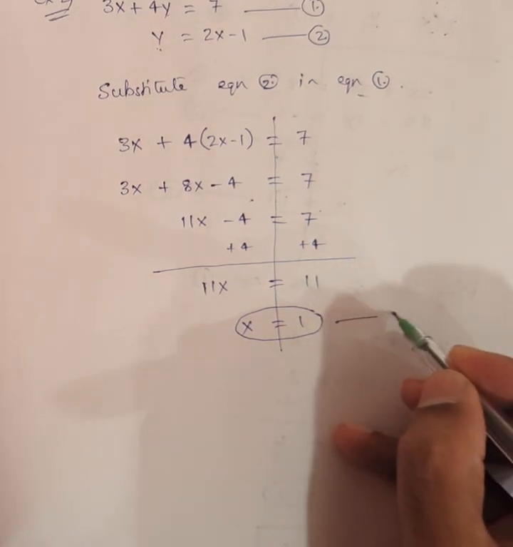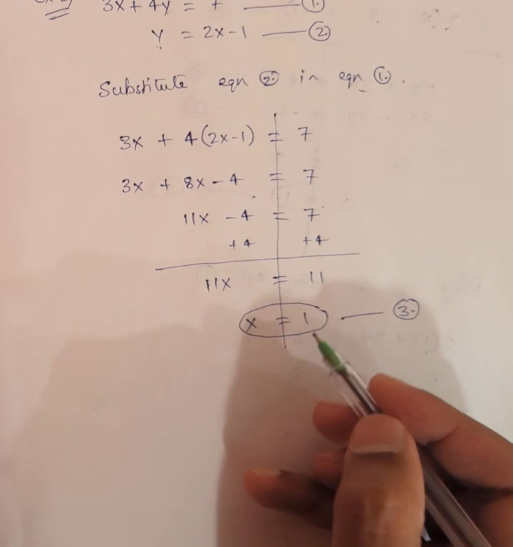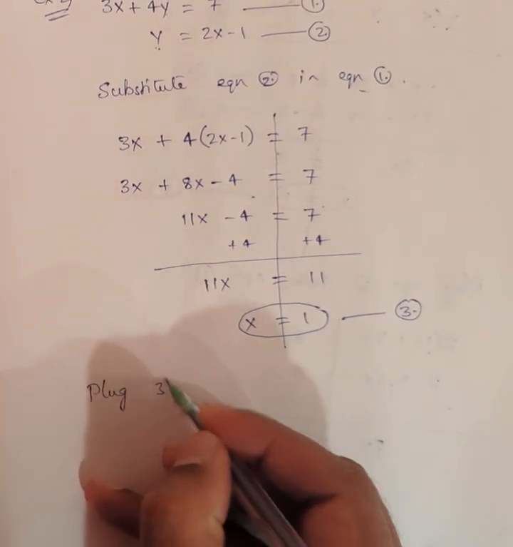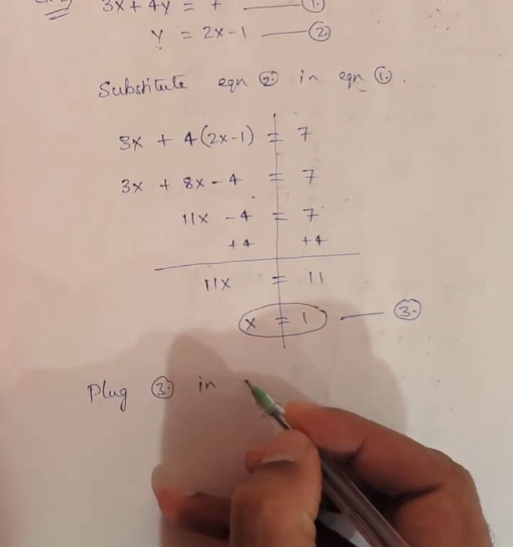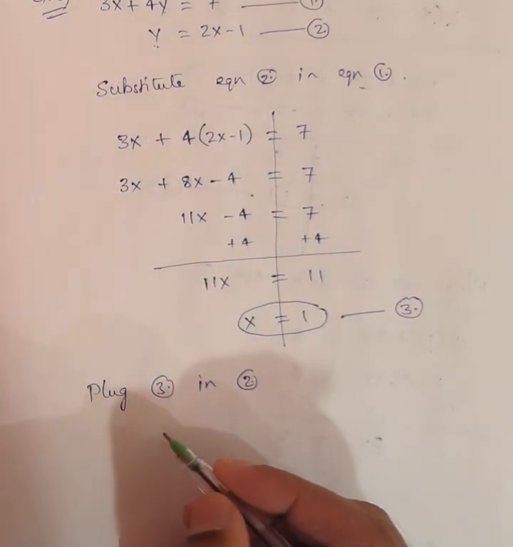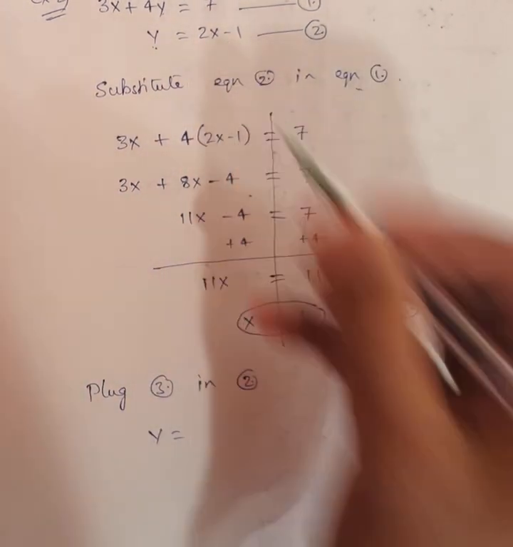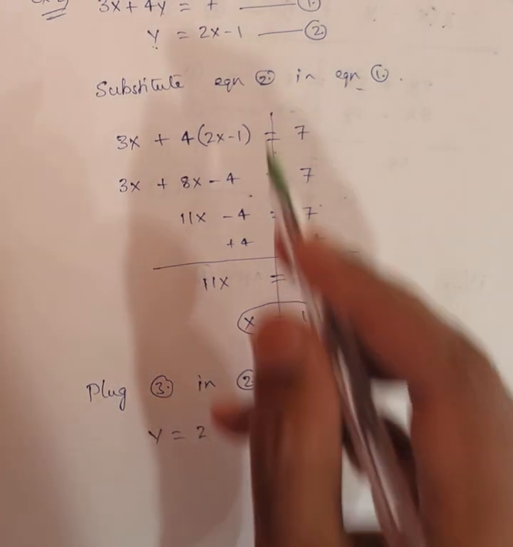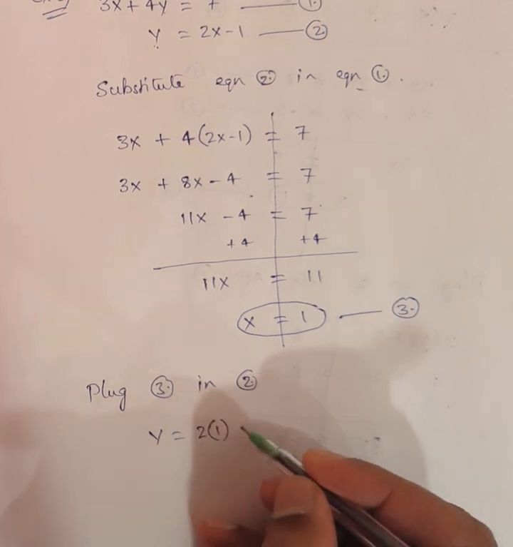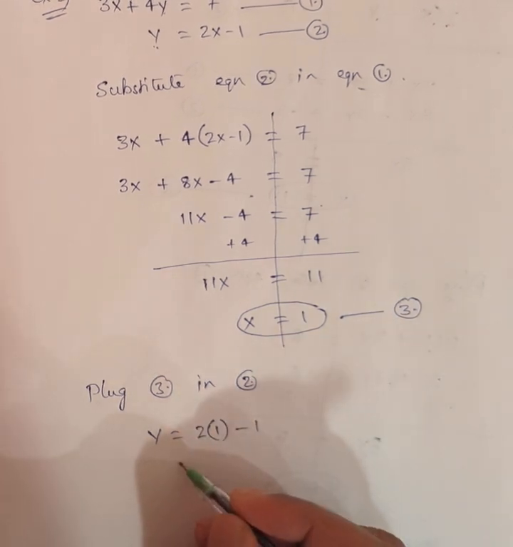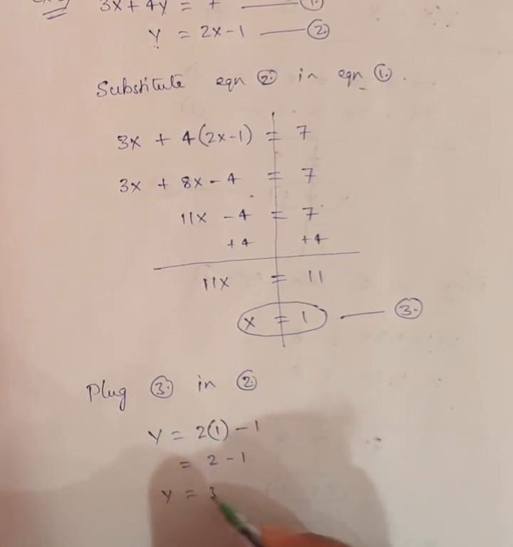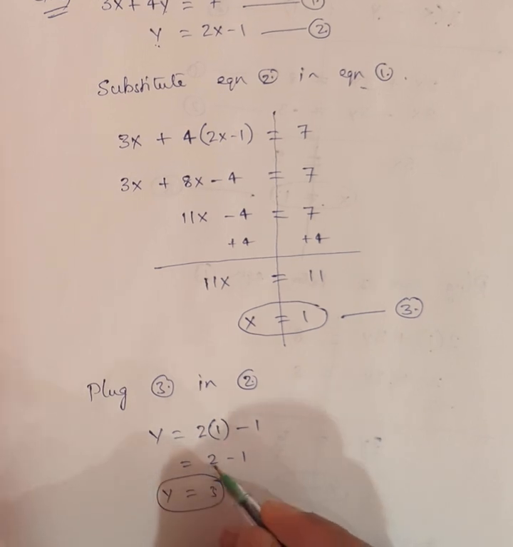So let's say this is equation 3. Now we plug equation 3 into equation 2 because we want to find the value of y. So y is equal to 2x, but x is 1. So it's 2 times x, means 2 times 1, minus 1. And you simplify and solve. This is 2 minus 1. So y is equal to 1. So that's, 2 minus 1 is 1.